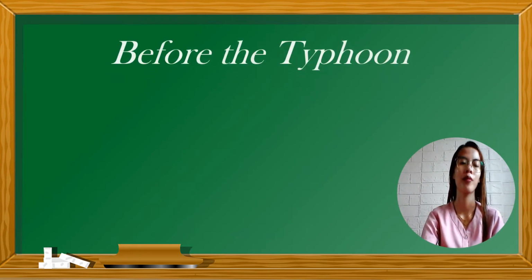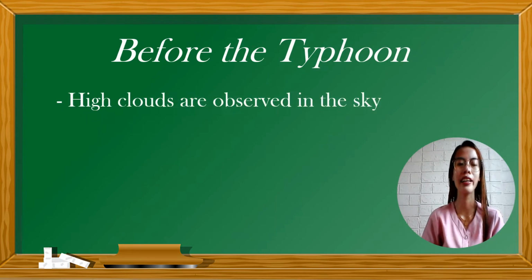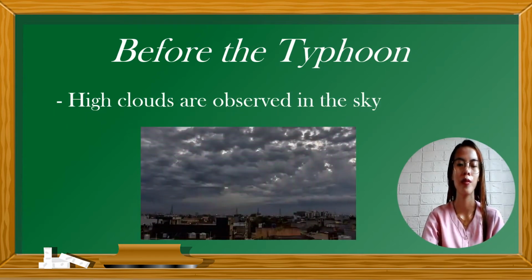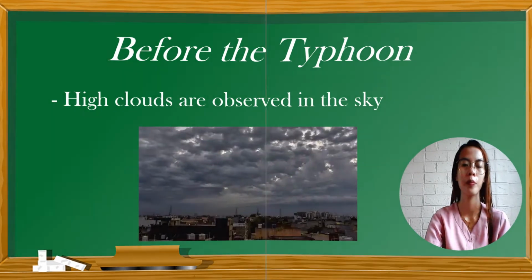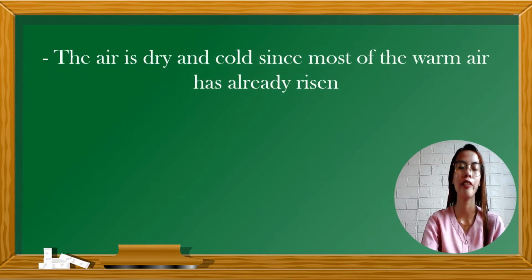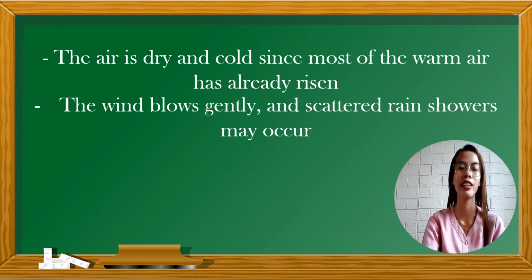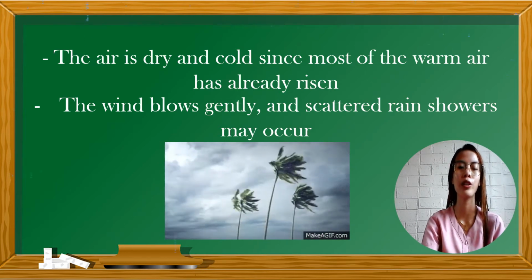Let's tackle the condition of the environment before the typhoon. First, high clouds are observed in the sky. The air is dry and cold since most of the warm air has already risen. Next, the wind blows gently and scattered rain showers may occur.